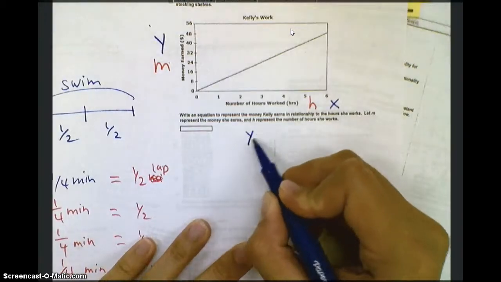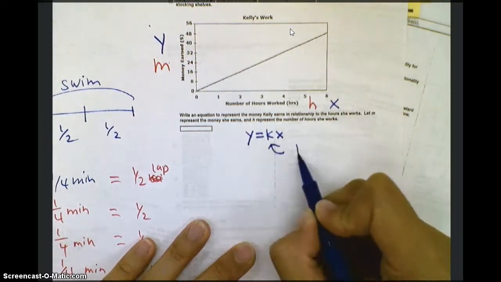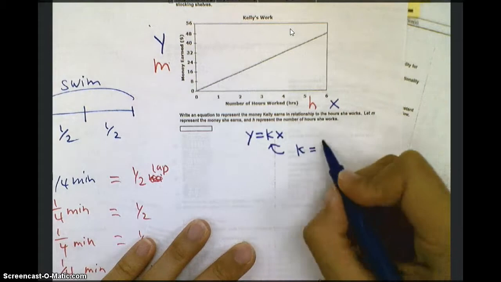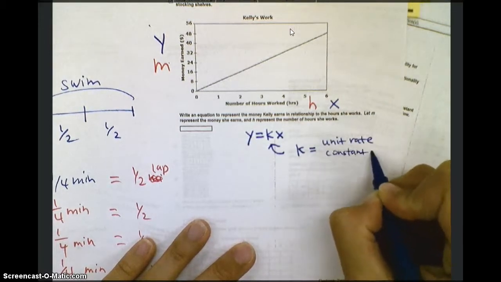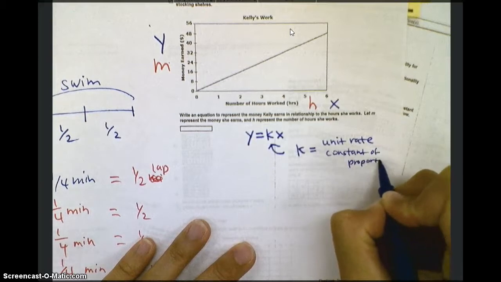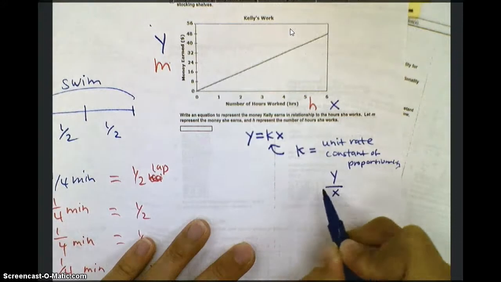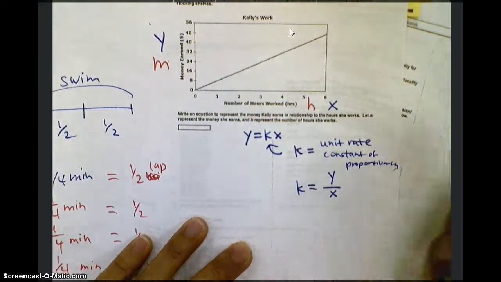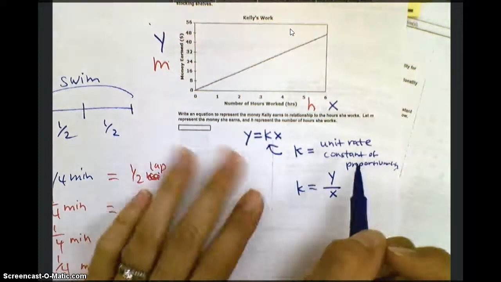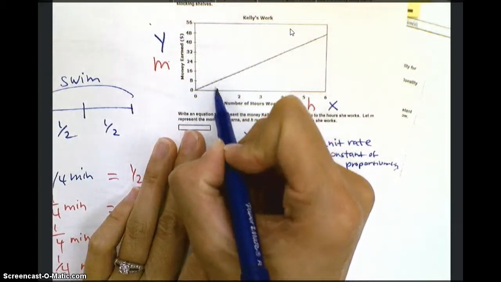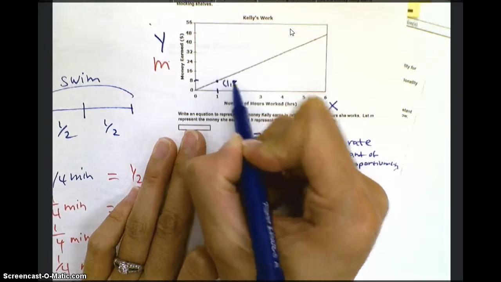Our equation should always be Y equals K times X. To write my equation, I need to find the K, which is basically my unit rate or my constant of proportionality. That constant of proportionality can be calculated if I take Y and divide it by X. So I will have to find an X and a Y on the graph. Now, I can see 1 hour is 8, so 1 and 8. I'm just going to take that one.